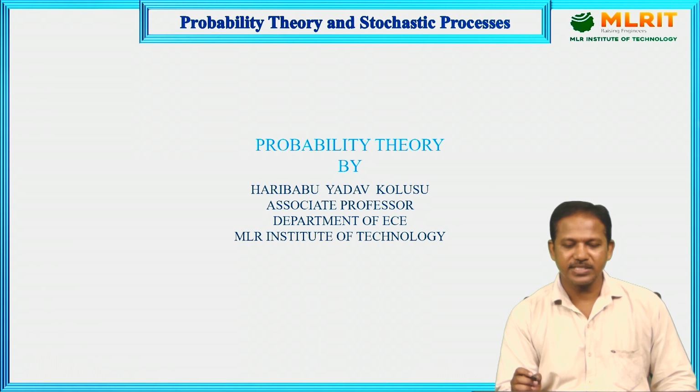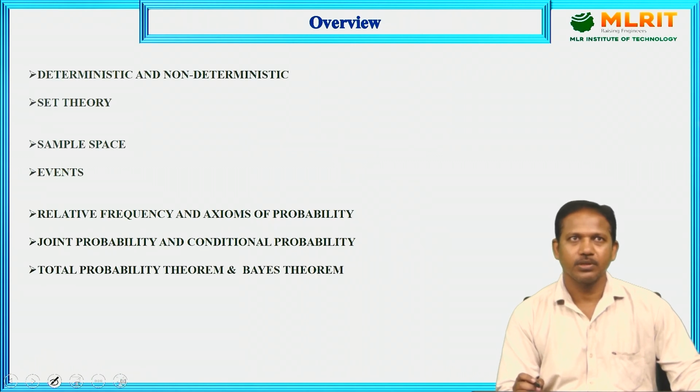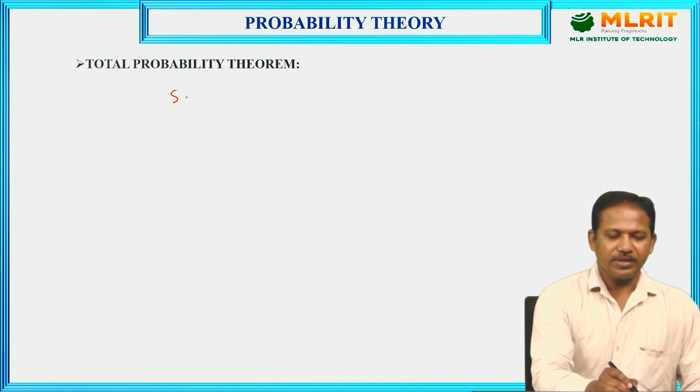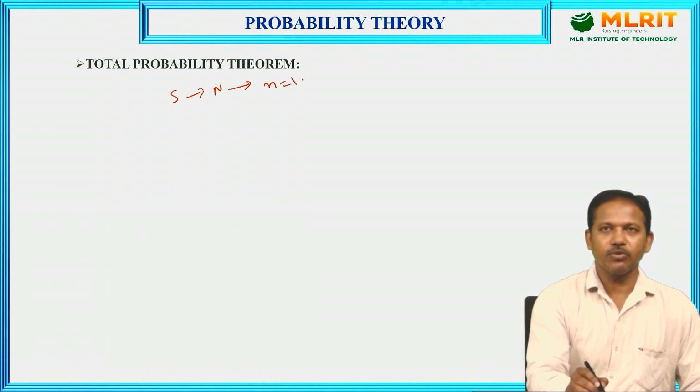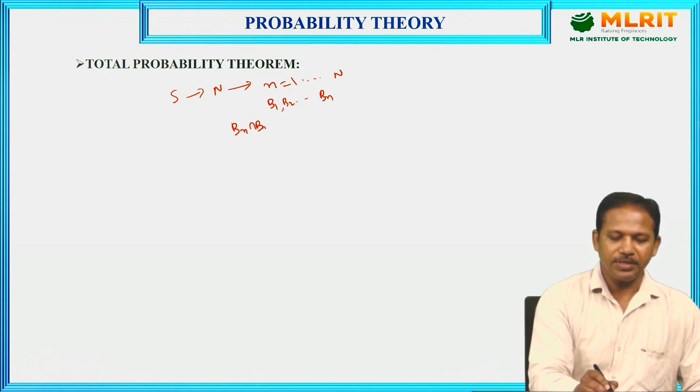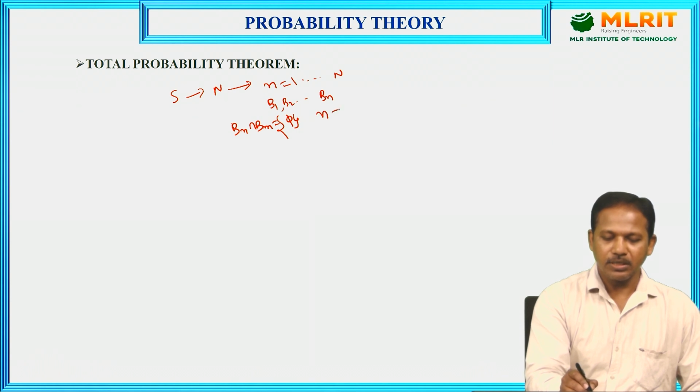Today we will discuss the total probability theorem and Bayes theorem. Total probability theorem: the sample space S has n mutually exclusive events, n equal to 1, 2, 3, and so on to n, that is B1, B2, B3, and so on to Bn, where Bn intersection Bm equals phi. There is nothing common between those two, for n not equal to m, equal to 1, 2, 3, and so on to n.